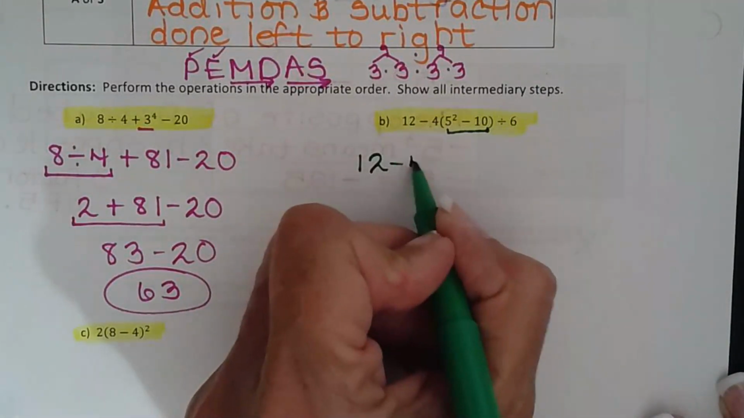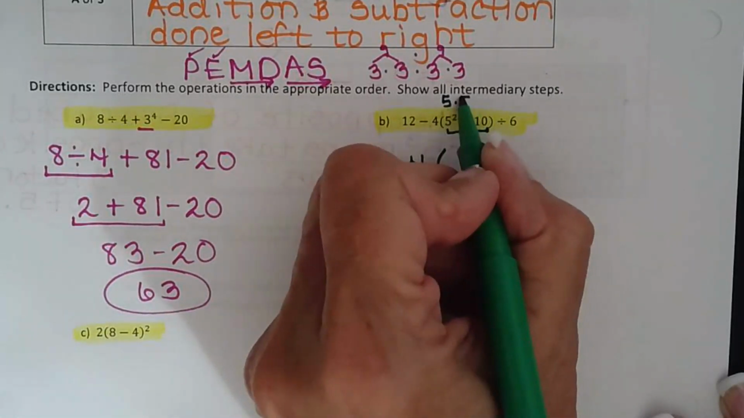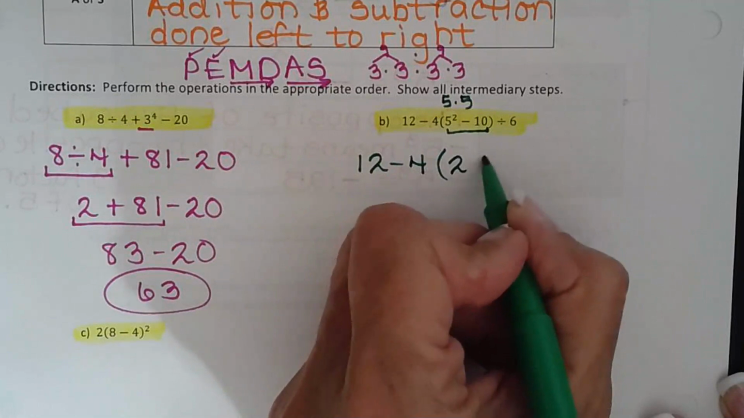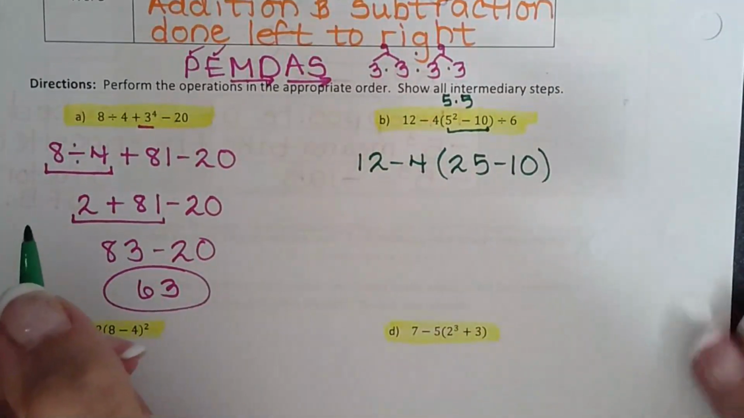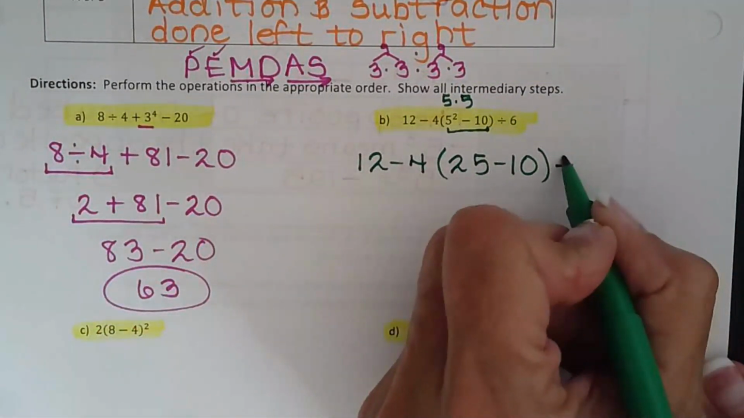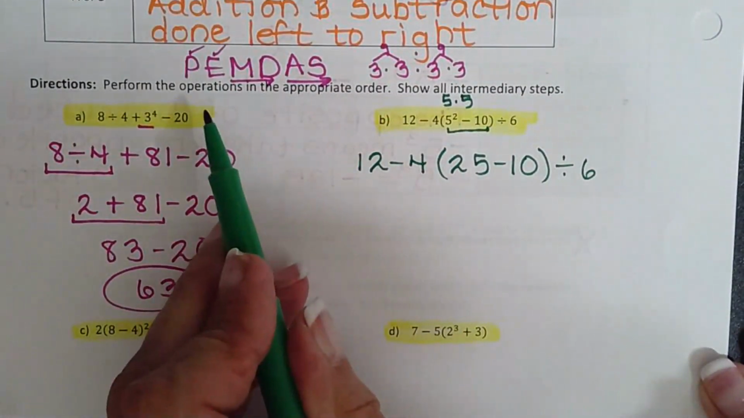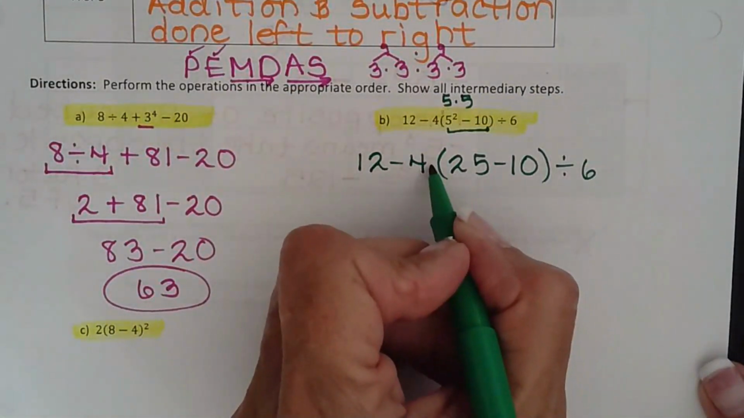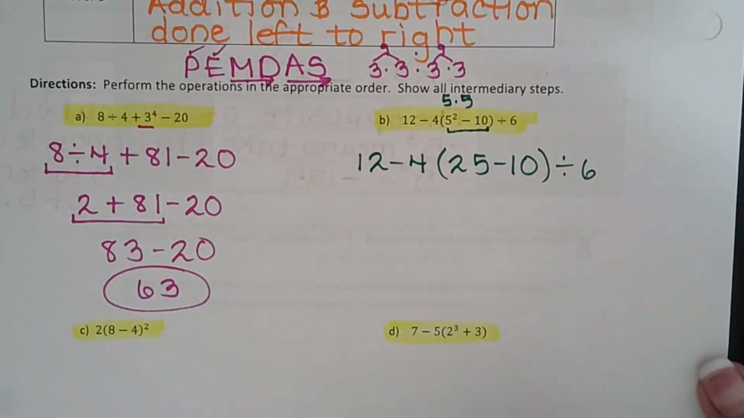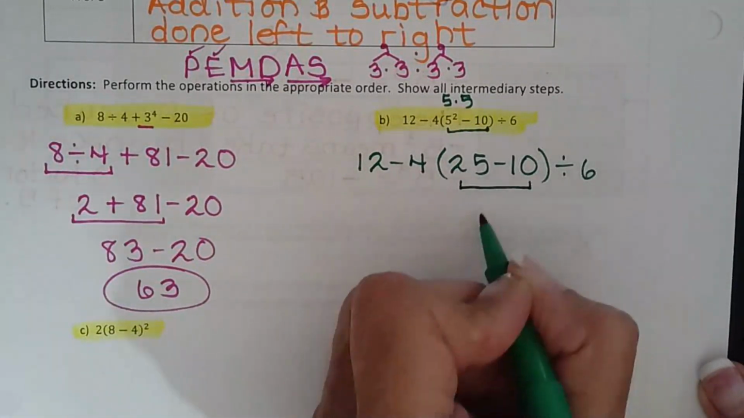So 12 minus 4, parentheses, 5 times 5 is 25 minus 10. And then divided by 6. So we still haven't cleared the parentheses, so we're still on P. And once you clear the parentheses, you usually, if there's a number there, just put a dot in between the answers. So this comes out to be 15.